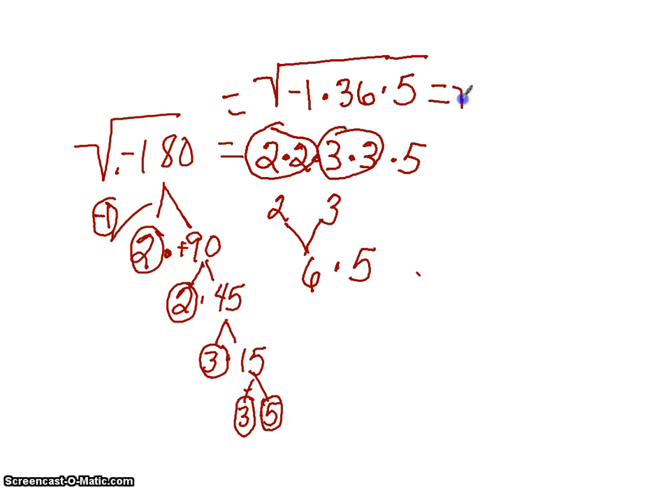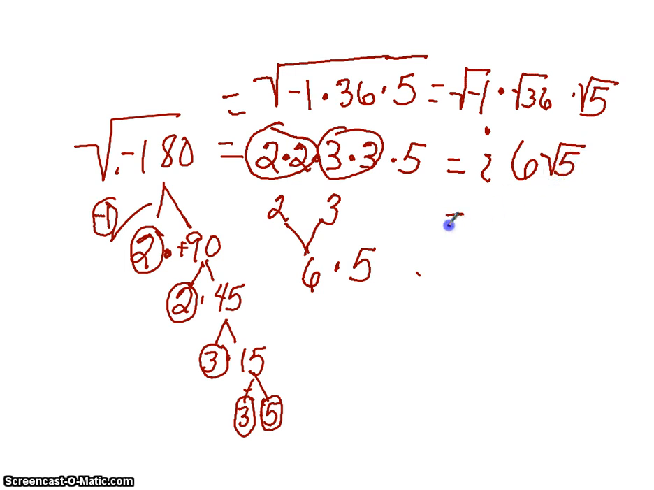So that would give me, if I separate them, the square root of negative 1 times the square root of 36 times the square root of 5. Let me rewrite that, guys. I'm having a little pen issue here. Okay. Well, the square root of negative 1 is what? That's correct. It's just i. The square root of 36 is 6, and the square root of 5 stays the square root of 5. Well, we always have to write that like we write algebraic terms, so it's going to be 6i, the square root of 5. Any questions over that?